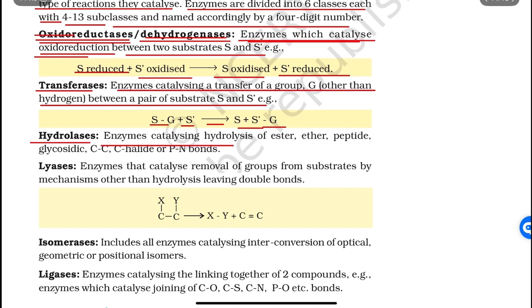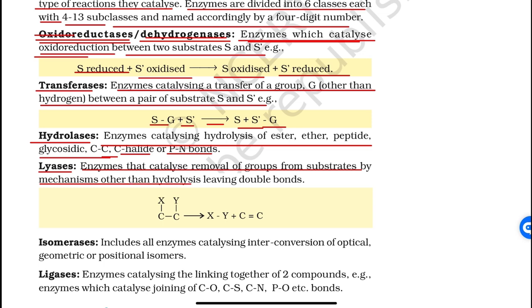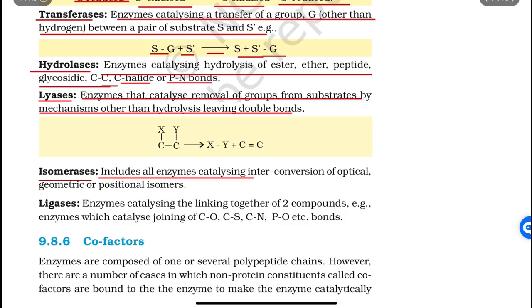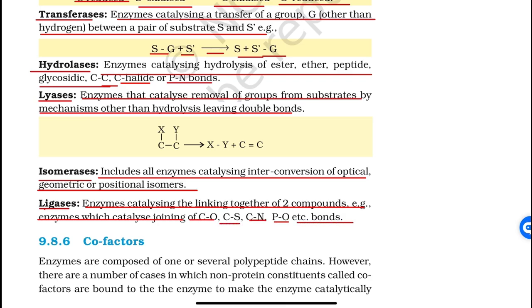Hydrolases: enzymes catalyzing hydrolysis of ester, ether, peptide, glycosidic, C-C, C-halide or P-N bonds. Lyases: enzymes that catalyze removal of groups from substrate by mechanisms other than hydrolysis, leaving double bonds. Isomerases: including all enzymes catalyzing interconversion of optical, geometric or positional isomers. Ligases: enzymes catalyzing the linking together of two compounds. Example: enzymes which catalyze joining of C-O, C-S, C-N, P-O, etc. bonds.